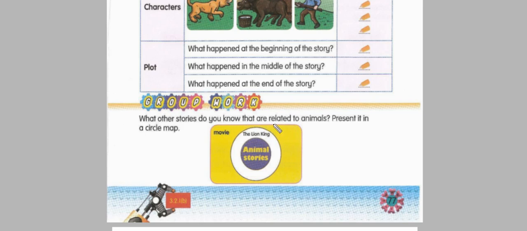What other stories do you know that are related to animals? Okay, there are so many stories or movies related to animals. Present it in a circle map. So you just draw a map like this, just copy animal stories. So this one is a movie. It can be books too, but just follow this movie. So they have Lion King. So what else? I'm going to give you one example.